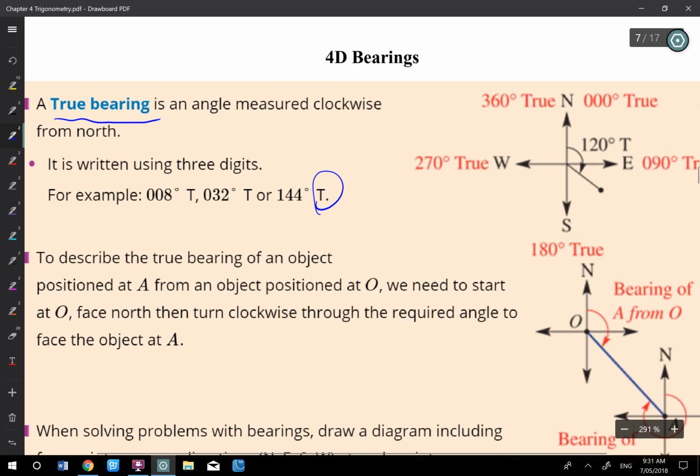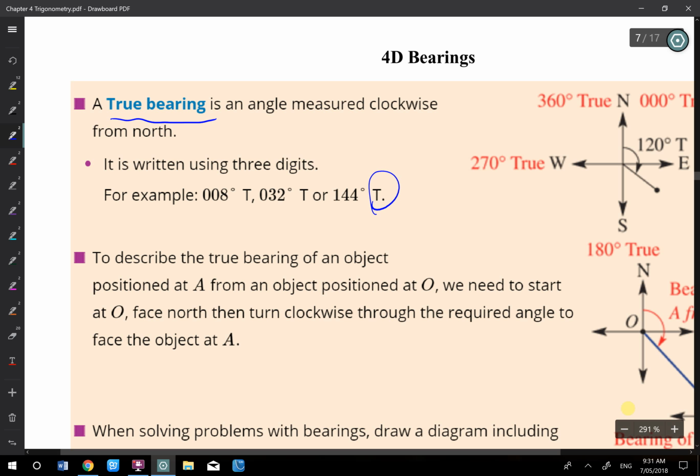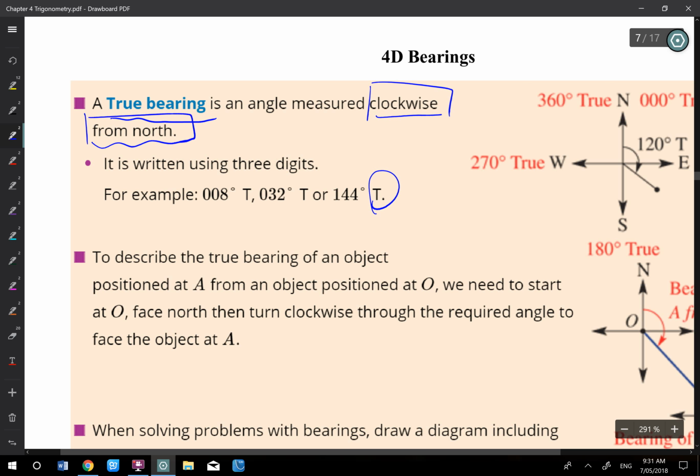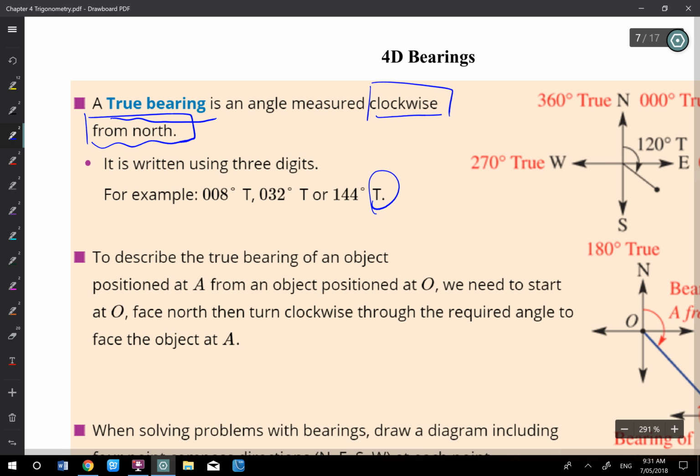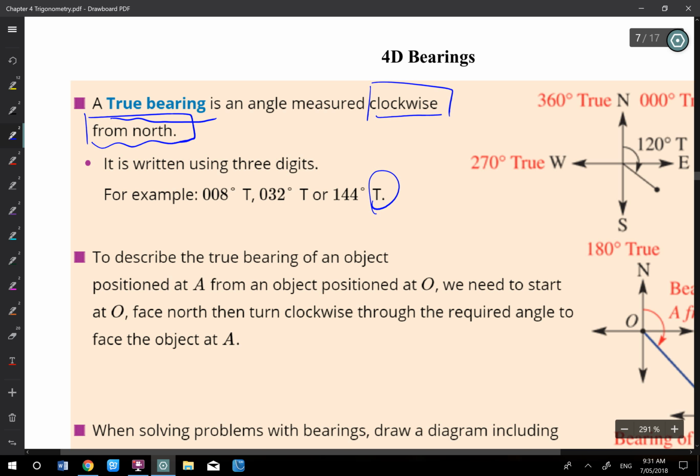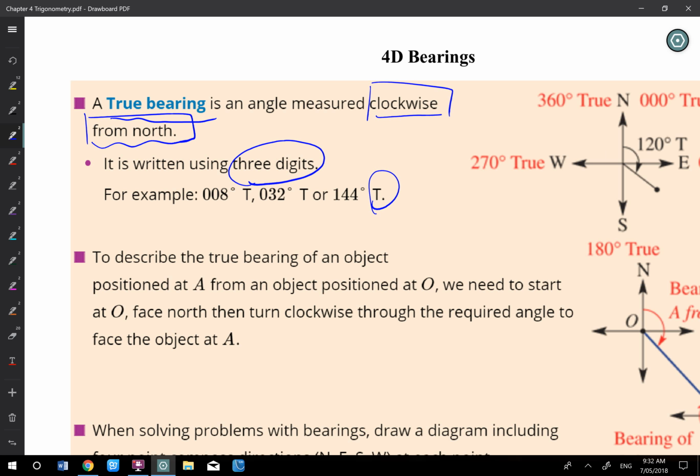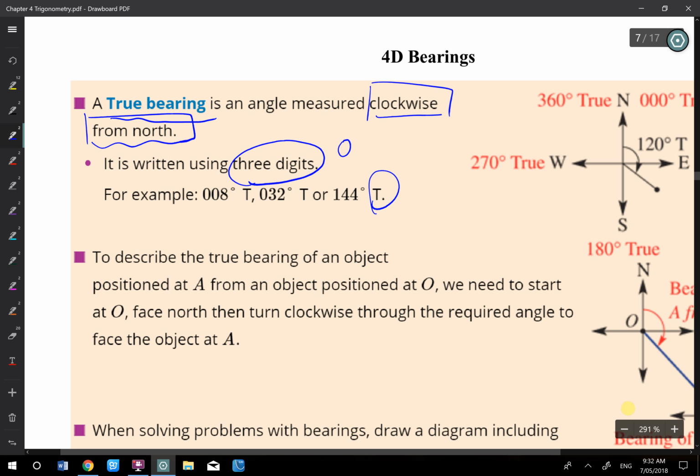Let's see the diagram here. First of all, we measure from the north, and go clockwise, not anti-clockwise. That's how we measure the angle. We must use 3 digits to talk about bearing. If it's 100 something, definitely we have 3 digits. True bearing can use an angle between 0 and 360 degrees.